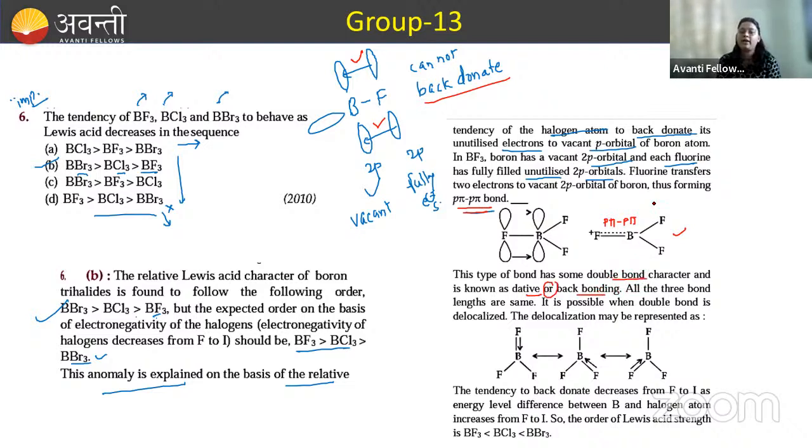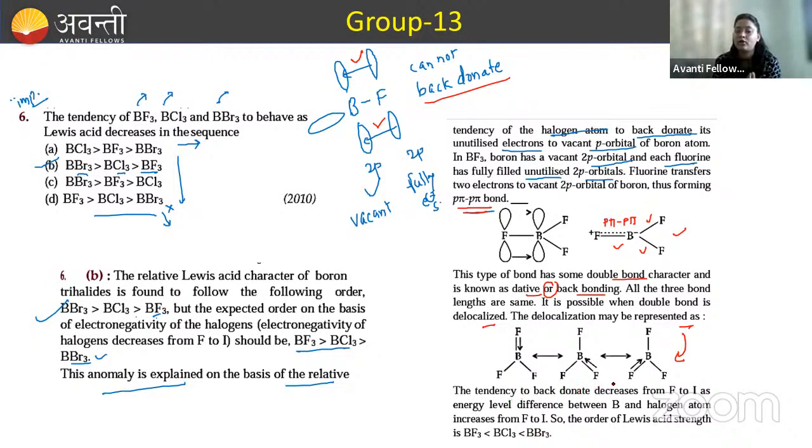All the three bond lengths are the same here. But it is possible when the double bond is delocalized. So this delocalization is represented like this way. So delocalization भी आप देख सकते हो कि इस तरह से वो delocalization होता है. किस तरह का? इस तरह से.